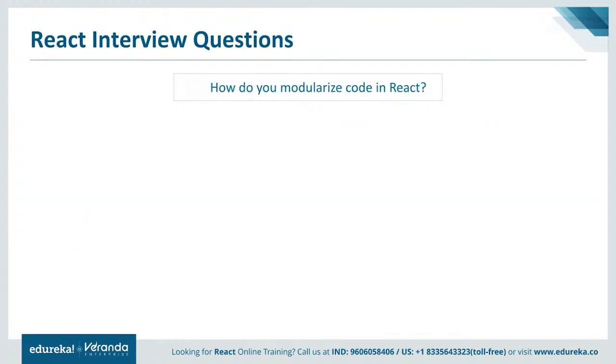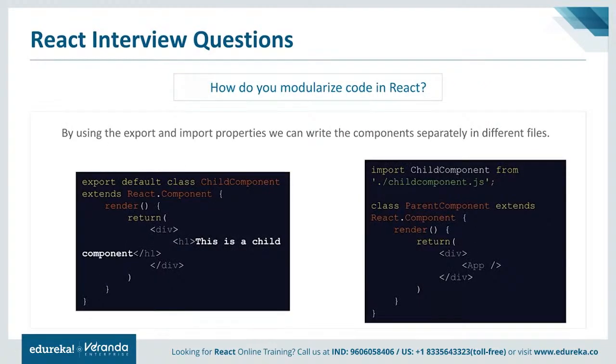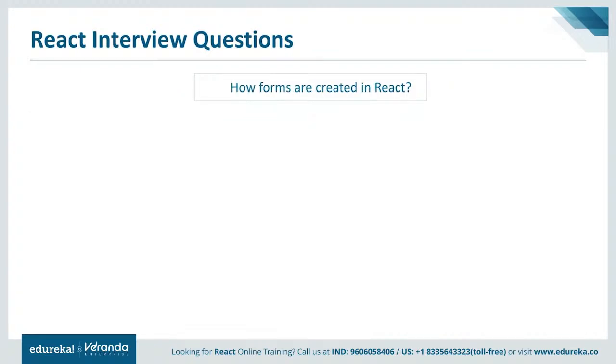How do you modularize code in React? We can modularize code by using the export and import standards, or export and import properties. We can write the components separately in different files. For one file, we will use the export property, and for another file, we can use the import property. That is how you can modularize the React.js code. As you can see on the screen, there are two files for export and import properties.